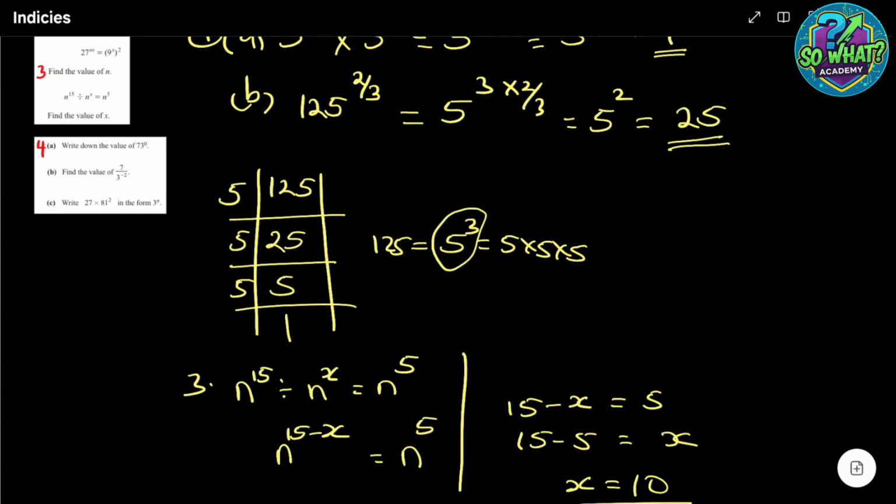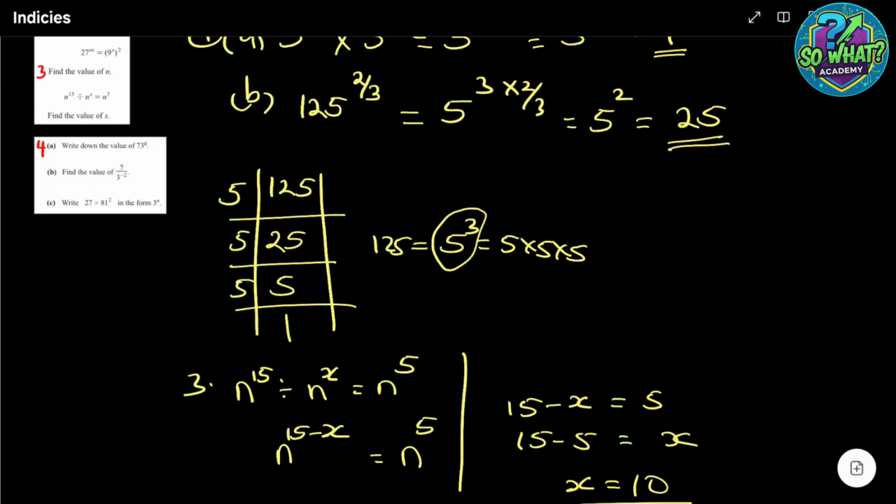Part B, find the value of 7 over 3 power negative 2. So you can see that 7 is divided by a value that has a negative power. Remember you can't solve it while it has a division downwards. So you can transfer 3 power negative 2 from the denominator side to the numerator side, and when you bring it up, it's going to multiply with 7.